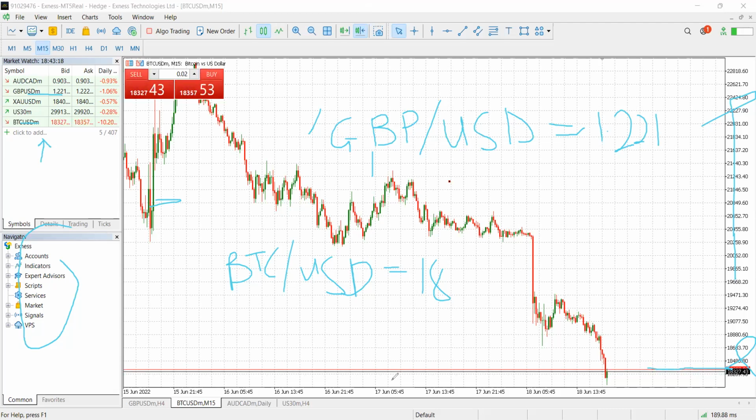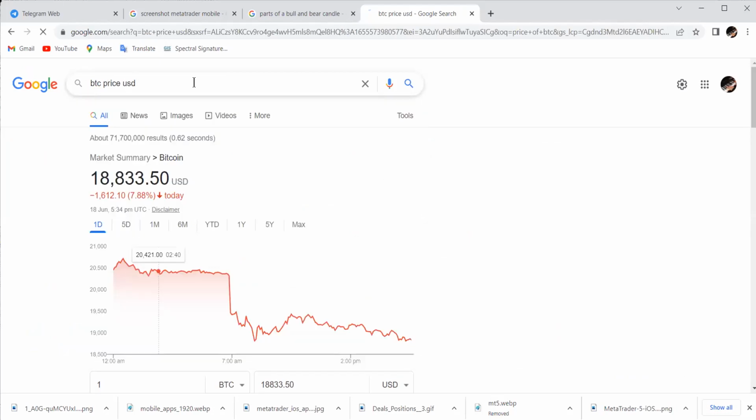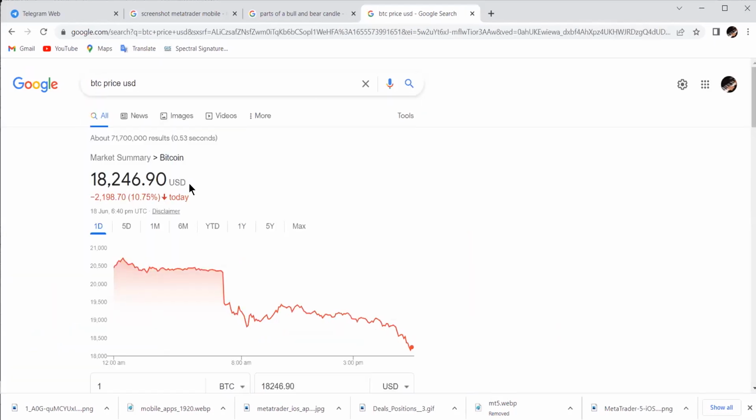So just like I was saying, if we are to look out for the price of BTC USD right now, this is the price of BTC USD right now on Google. So look at it after I refreshed. This is there. So you can see. So this is basically it with the currency pairs.